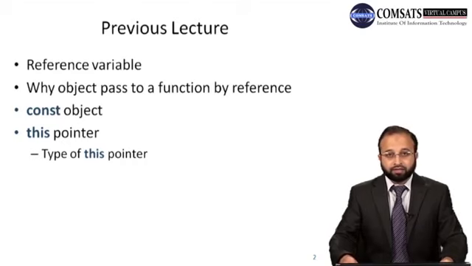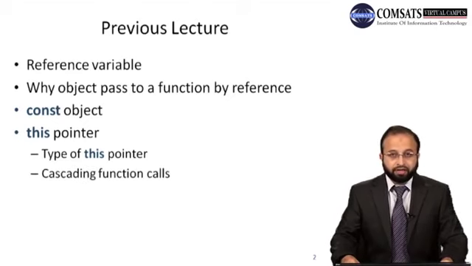And if the object is a constant object, for example, we create a constant object of the employee class, let's say, or a time class noon object, then the type of this pointer for that object would be const time * const. This means that it is a constant pointer and it is pointing to a time object which is also constant.